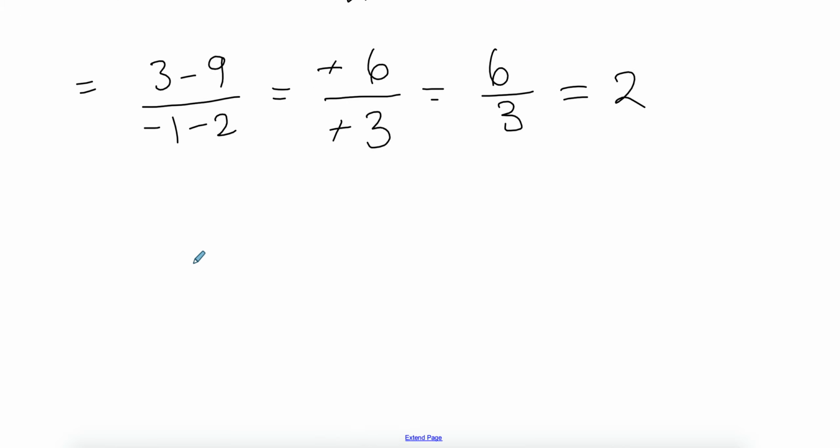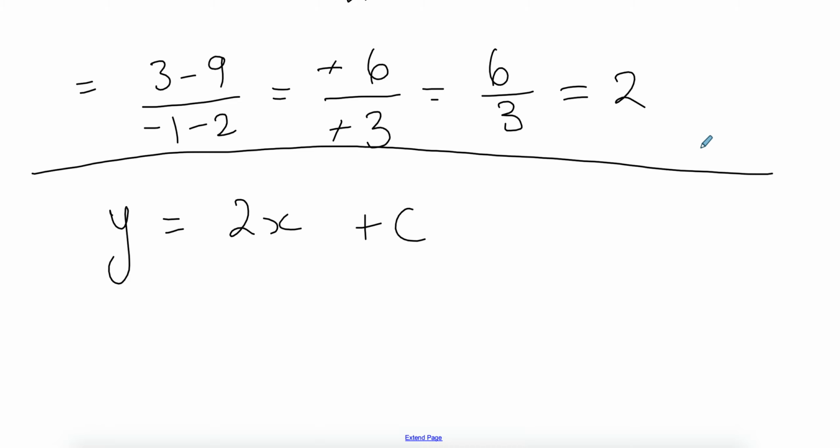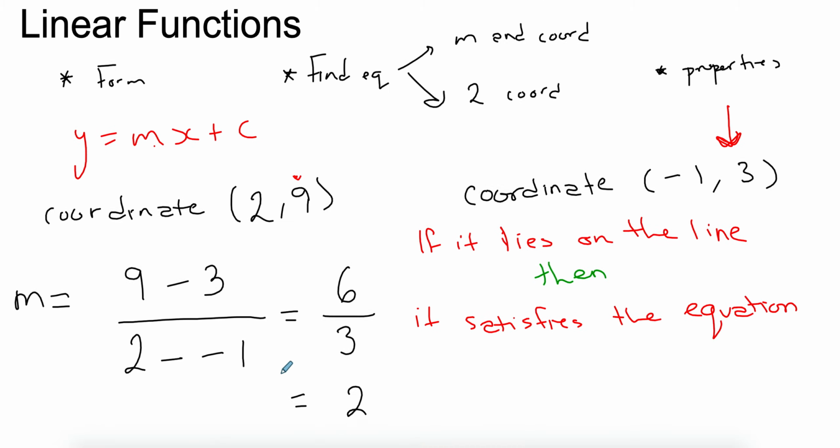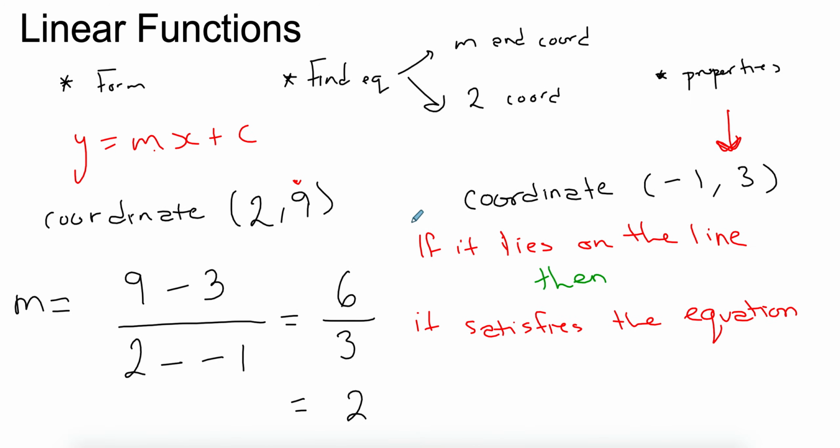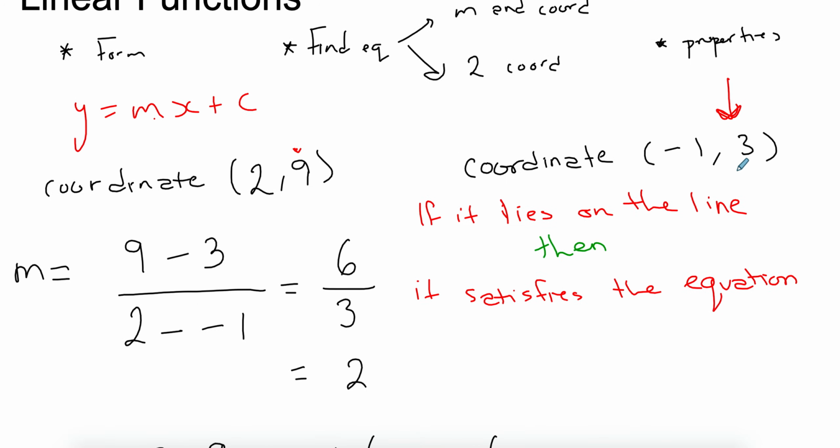So we have the coordinate, we have the gradient as 2. So we have this. But we're missing the c, and I intentionally picked 2 and 9 because it's exactly the same. We're going to end up with 5 again. I just picked one that would fit the equation. So you can substitute -1 and 3 just as we did, or you can substitute 2 and 9 as well.